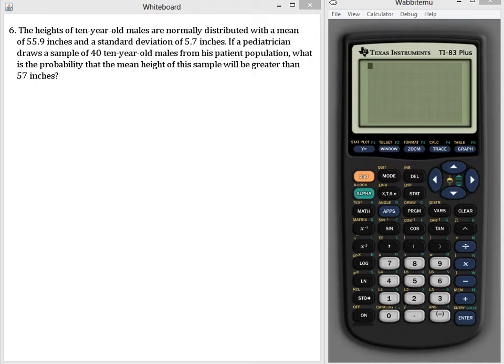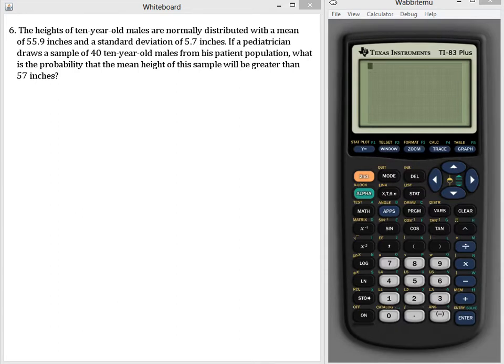Well, first we need to decide if we're using a normal or a binomial. And if you'll notice, we're told that the data is normally distributed, so that's pretty much a dead giveaway. But we're also provided a mean and standard deviation. So in this chapter, that's pretty much indicative that we're using the normal distribution versus the binomial.